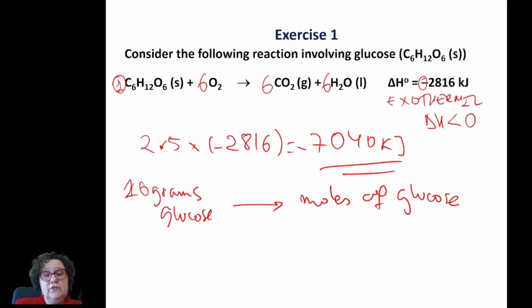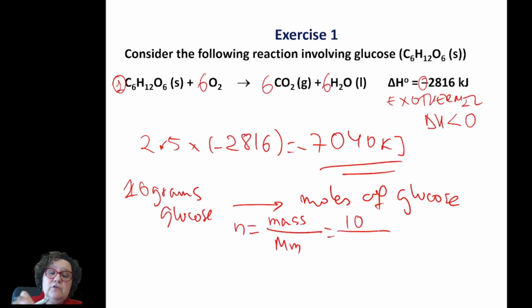Well, I use the formula for moles. The number of moles is the mass divided by the molecular mass. I know I have 10 grams of glucose because the problem tells me that, and I know the molecular mass of glucose. What I did was just look in Google what the molecular mass was, and it's 180. But if you don't want to look in Google, if you want to practice, you can work it out by looking at the atomic masses of all those atoms.